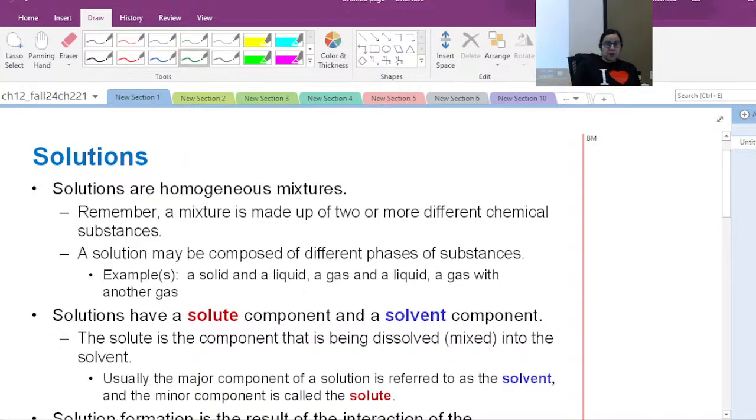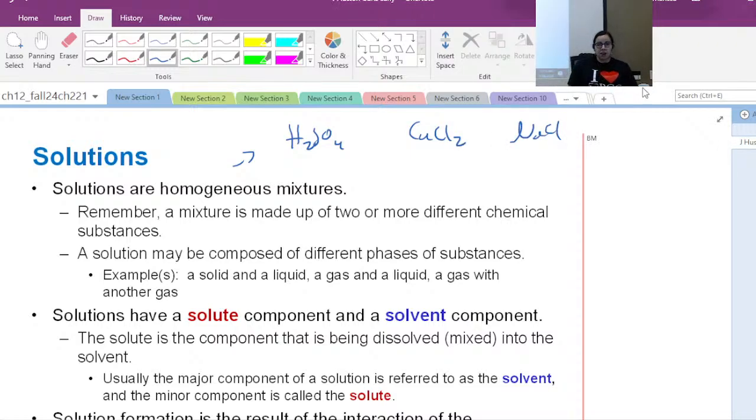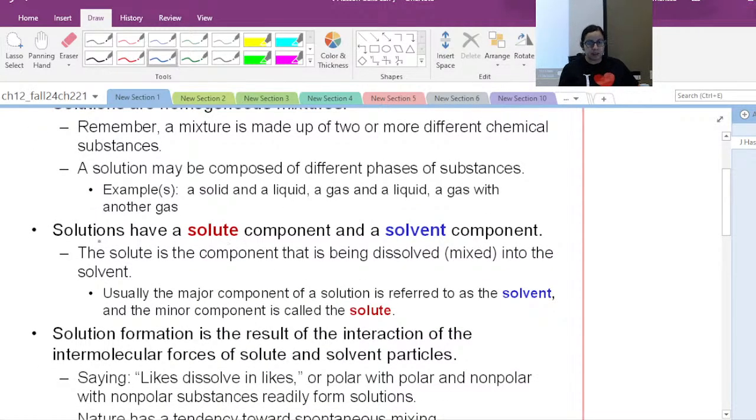All right, so now we want to go towards solutions. It just starts off with a reminder that solutions are homogeneous mixtures. Remember, a mixture is two or more different chemical substances. We can think about a lot of the mixtures that we've used in lab, anything from sulfuric acid to chloride salts, sodium salts. A lot of these have been aqueous. And so we can start thinking about these in different components.